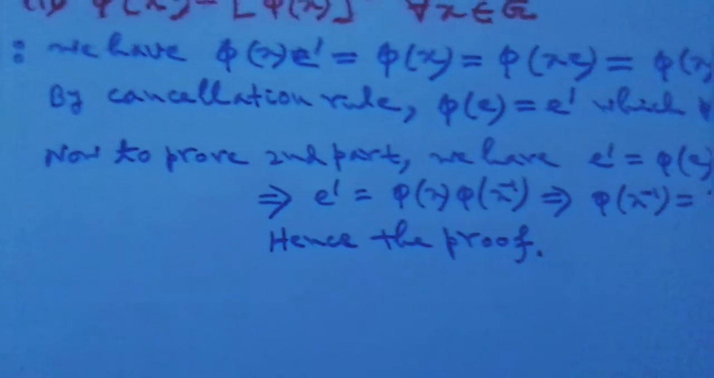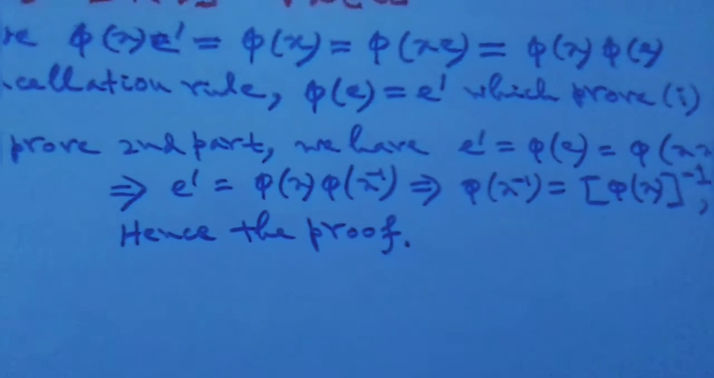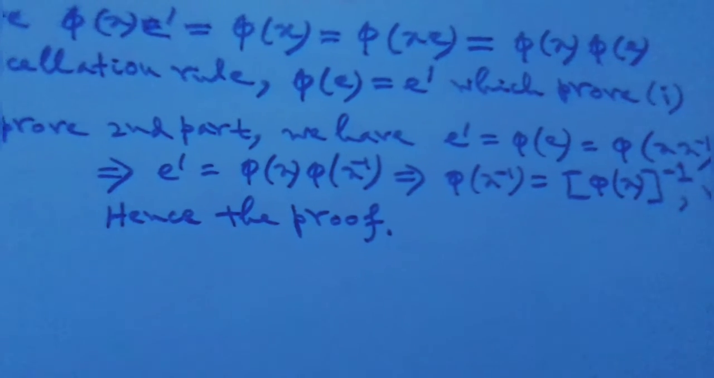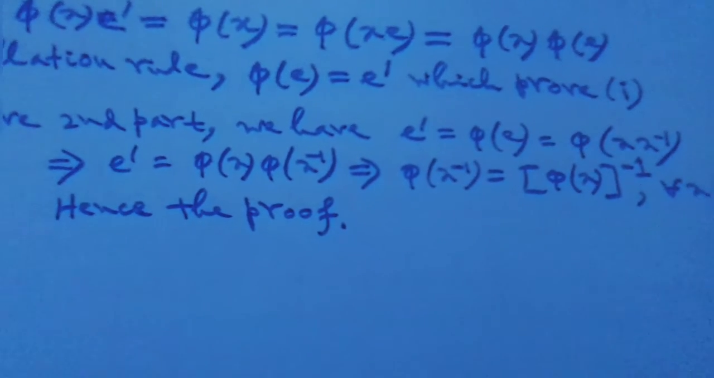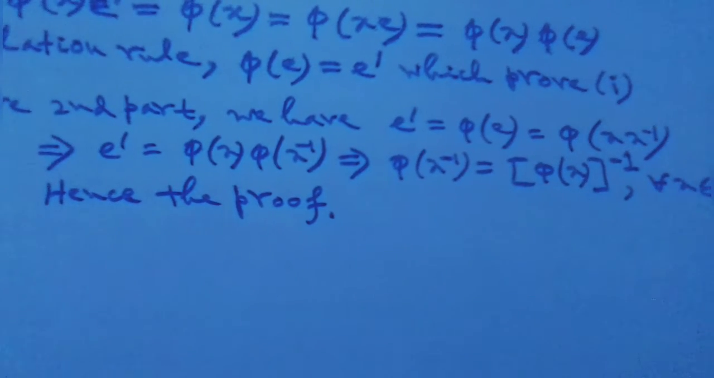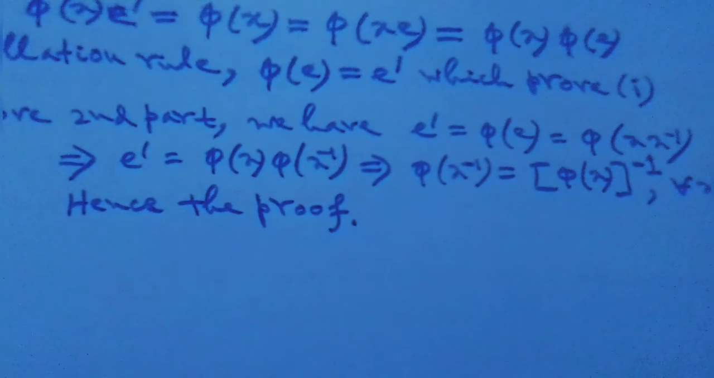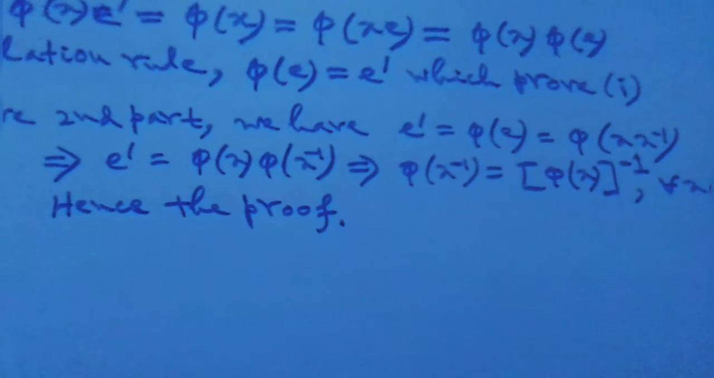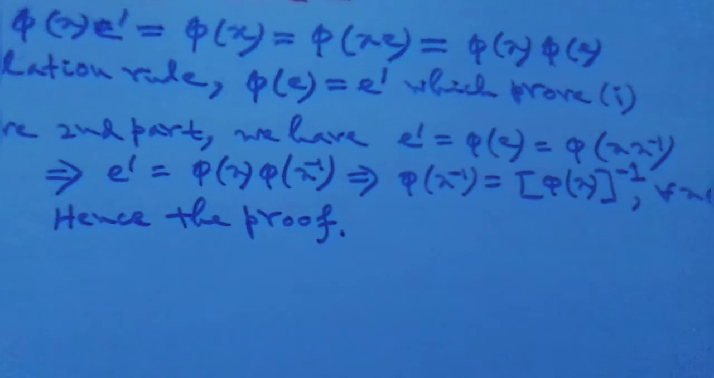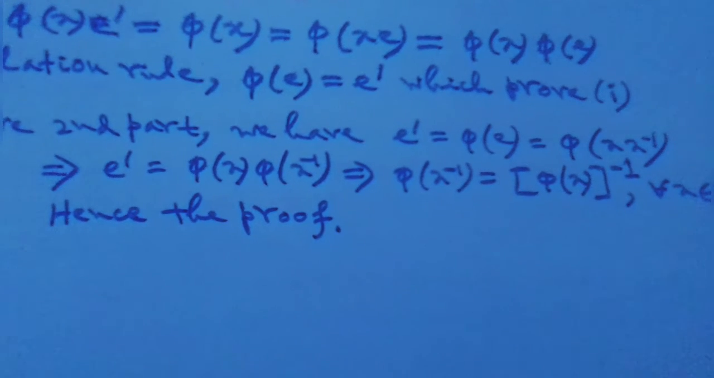Now we are going to the second part. To prove the second part, we have E dash is equal to phi of E. We are just writing this result, that E dash is equal to phi of E, and E can also be written as x x inverse. So phi of E is equal to phi of x x inverse, which implies E dash is equal to, using the property of homomorphism, phi x phi of x inverse, and that's the property of the identity element and the inverse element of a group.